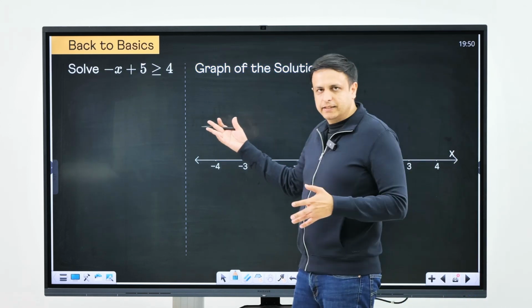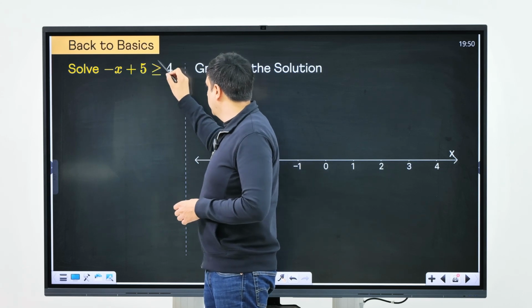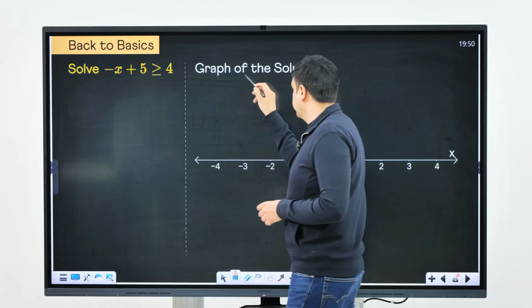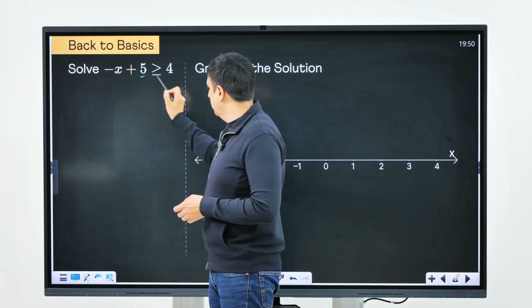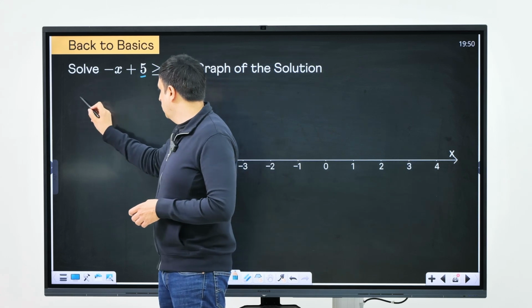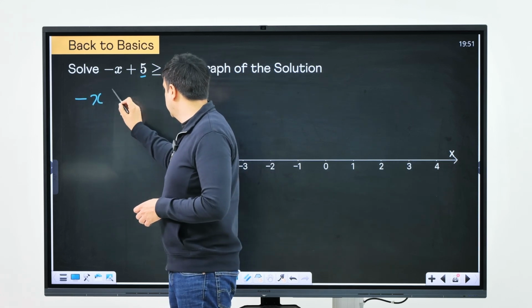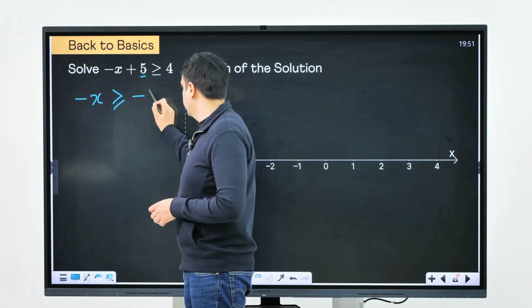Now let's do this next example. Solve negative x plus 5 greater than or equal to 4, and once again graph the solution on the number line. So let's first get rid of this 5 and subtract 5 on both sides, and the inequality would still hold. So negative x greater than or equal to, I'll get 4 minus 5, which is negative 1.